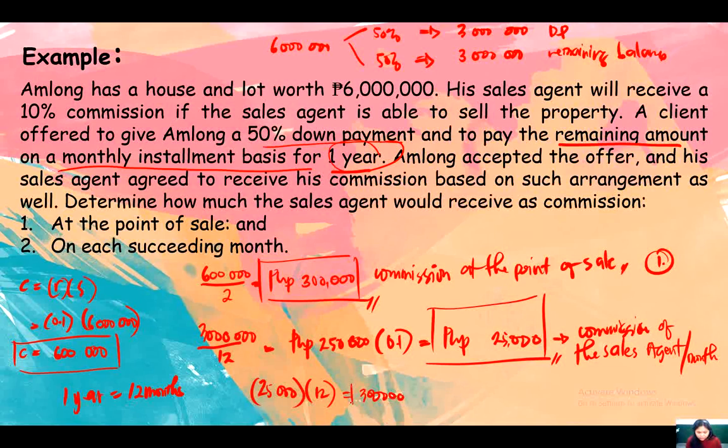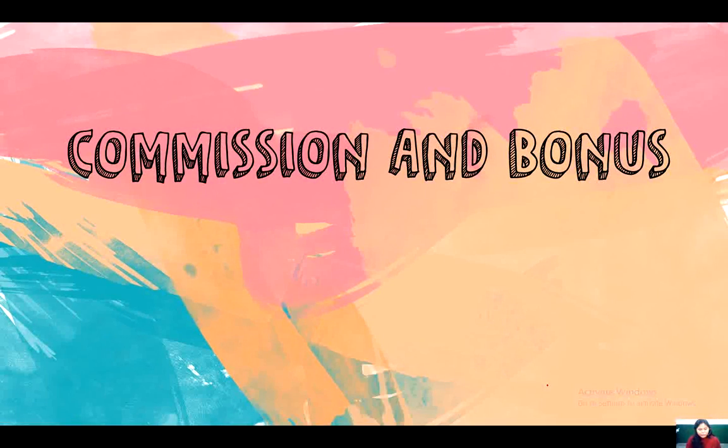Okay? So it is equal to 300,000, where if you are going to add 300,000 plus 300,000, you will get 600,000, which is the total commission on the property or on the house and lot worth 6 million. Nakukuha po. Okay? So next, we have commission and bonus.